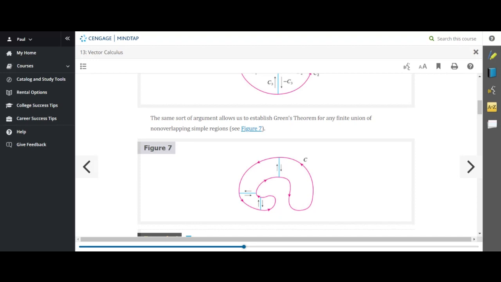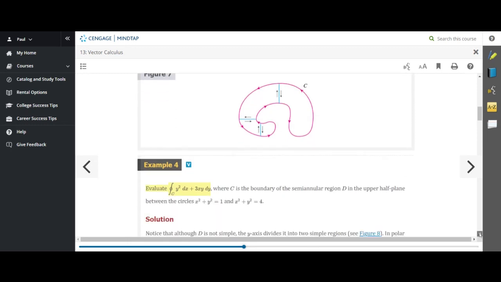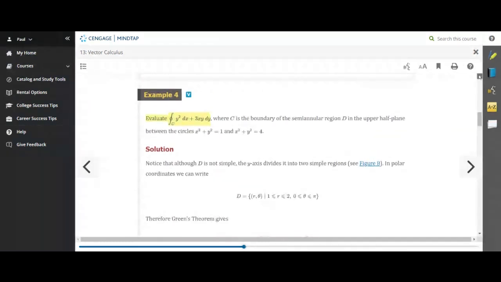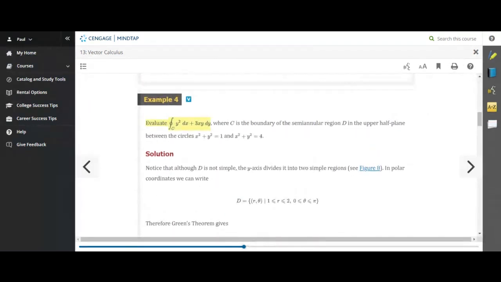All right, well, let me show you an example here. So in example 4, they want you to evaluate this line integral, which remember is really the sum of a line integral with respect to x and a line integral with respect to y. They want you to evaluate that where C is the boundary of the semi-annular region D in the upper half plane between these two concentric circles.